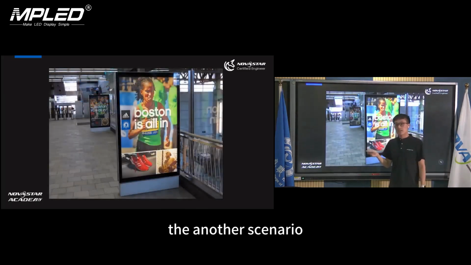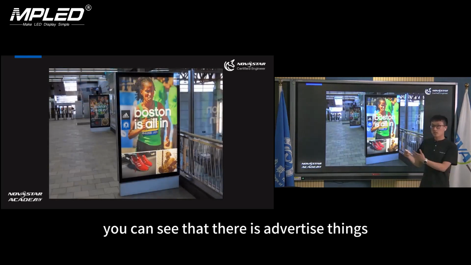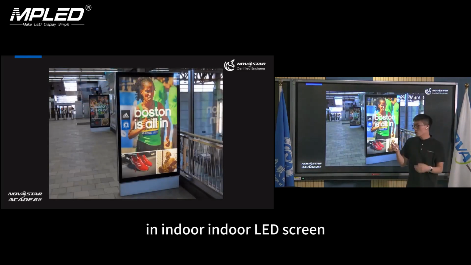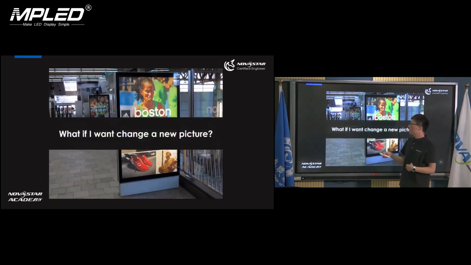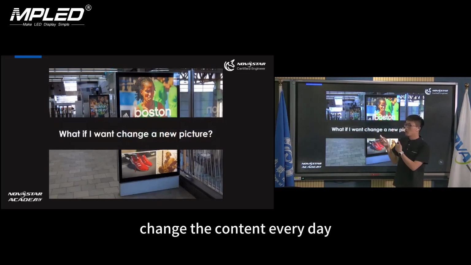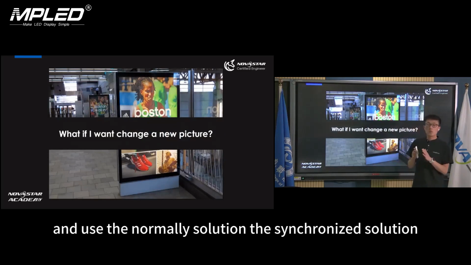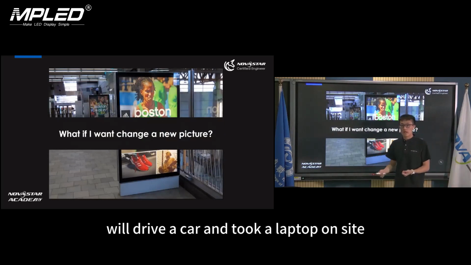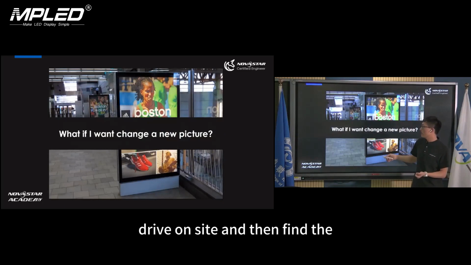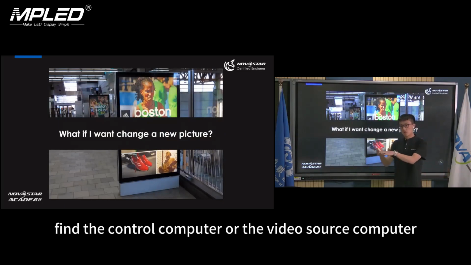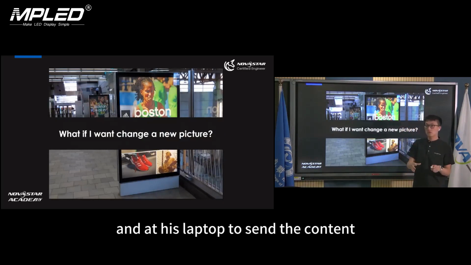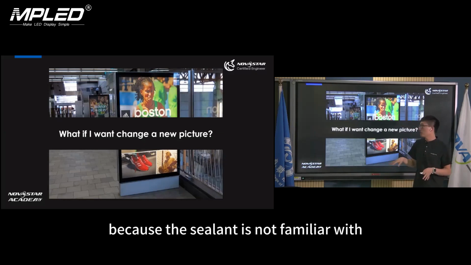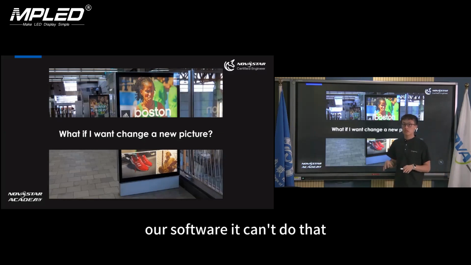Okay, in another scenario, you can see there is advertising on an indoor LED screen, and the customer needs to change the content every day. With the normal synchronized solution, how can we do that? You may think that the engineer will drive a car and take a laptop on site, and then find the control computer or the video source computer and add his laptop to send the content, because the customer is not familiar with our software. They can't do that.